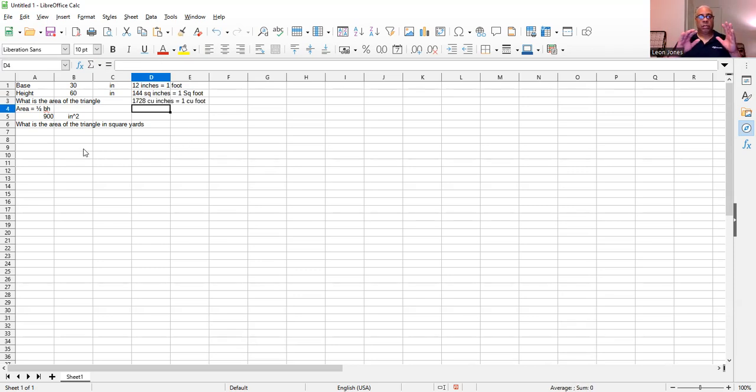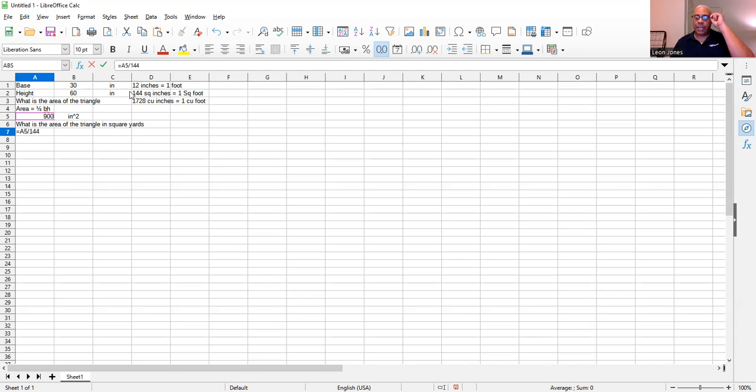So I want my area of the triangle. Now you see the conversion factors. I want my area of the triangle in square yards. So we already started off with square inches. So I'm going to take 900. Here's my conversion factor. We're in square inches, so we have the conversion factor right here: 144 square inches. So what's going to happen, we're going to divide by 144.